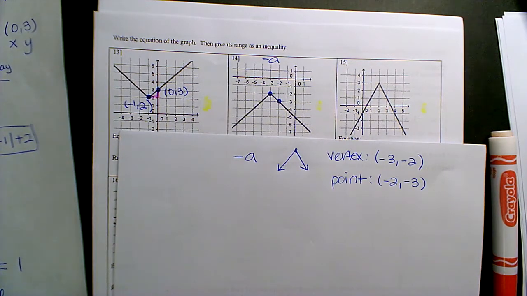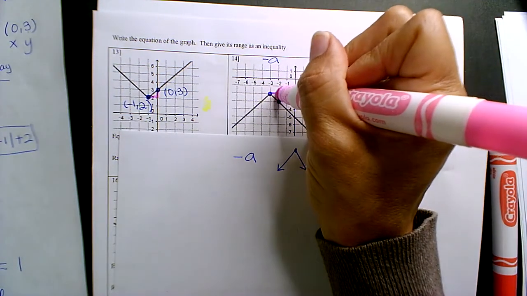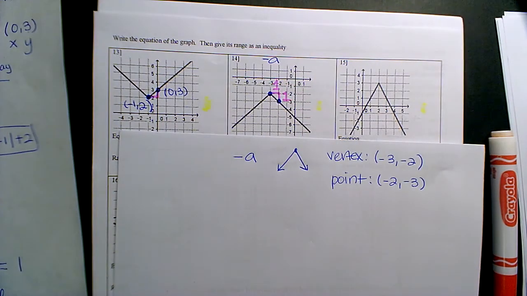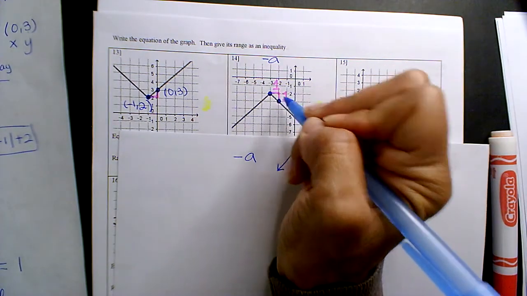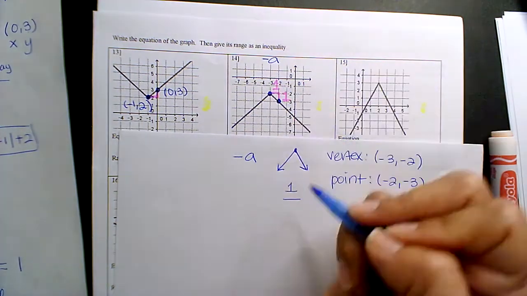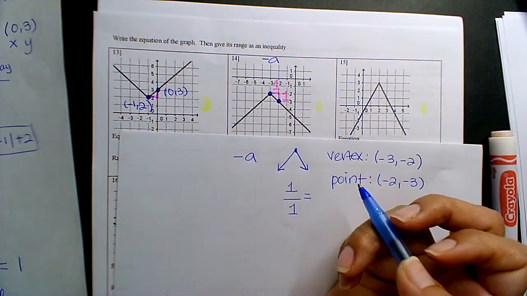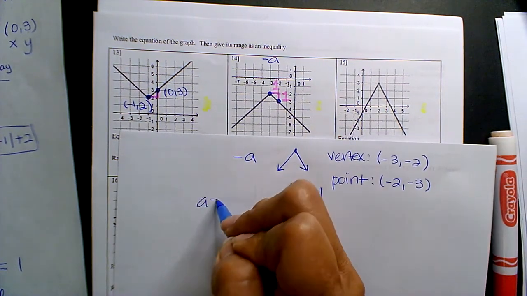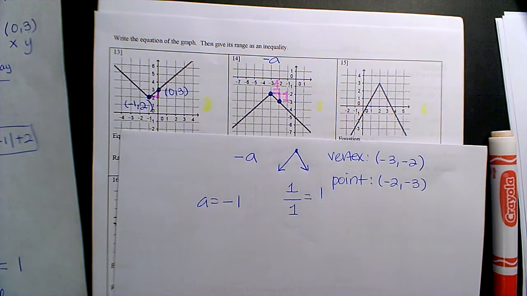How many units horizontally? How many units vertically do I move? 1, 1, right? 1 to the right, 1 down. So what's 1 over 1? Remember, vertical on top. I know, they're both the same numbers, so you're like, what's the point? Horizontal on the bottom. And so what's 1 over 1? 1. But the a is negative, so a is -1.